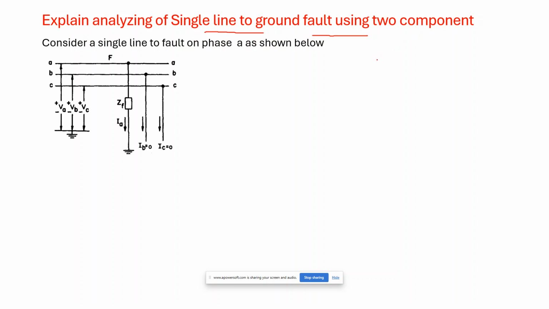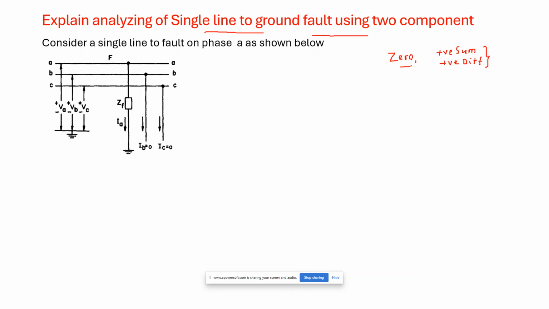Okay, so now in the previous video we learned what the two component method is. In two component we have two networks. One is the zero sequence network and one more is the positive sum network, or positive difference network. And these two networks, we have seen, are identical as far as their passive network is concerned. Only the difference is that voltage and current are different.